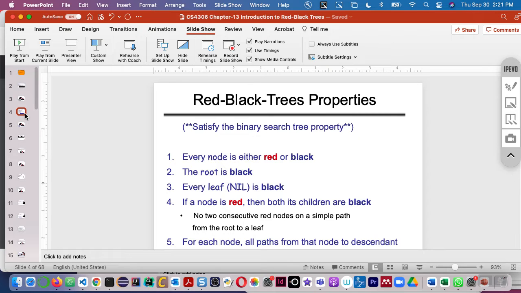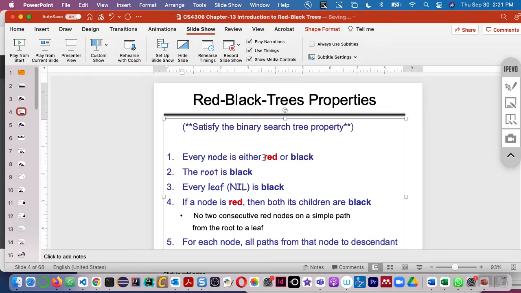Okay, and these are the properties. There are 5 properties in a red black tree. First one, every node is either red or black, nothing else. Second one, the root is always black.